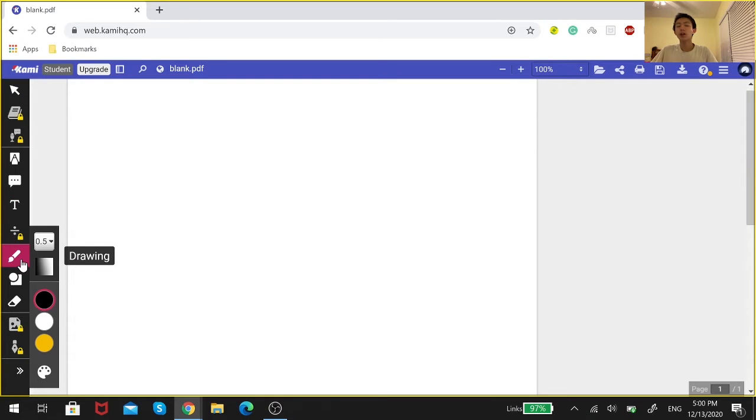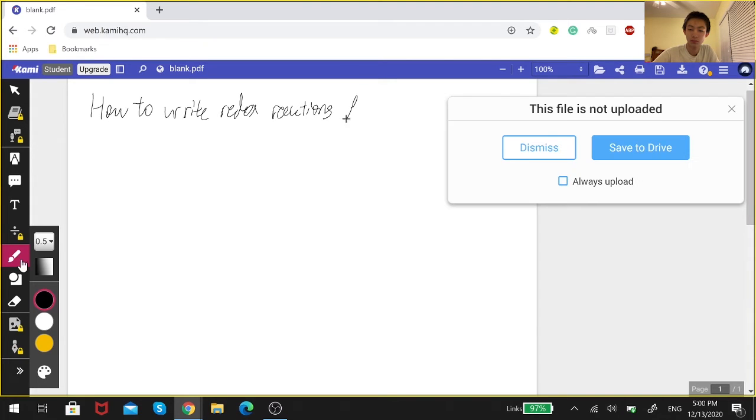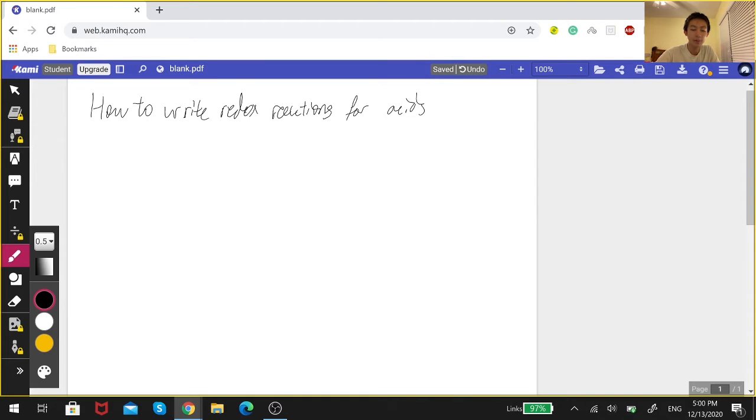Hi, in this video we're going to be talking about how to write redox reactions in acids. Alright, and here are the steps that we're going to take.